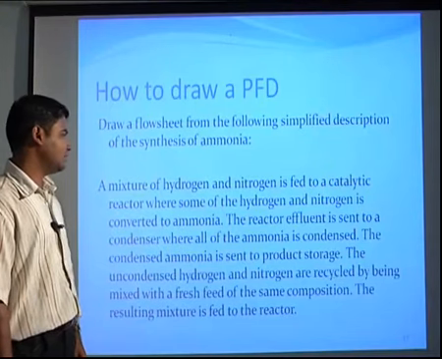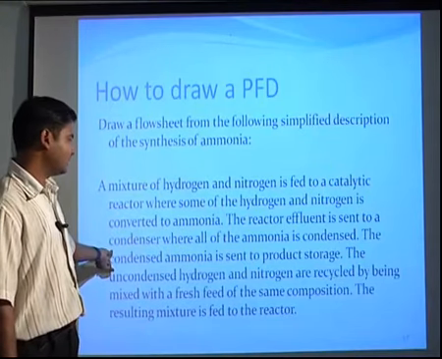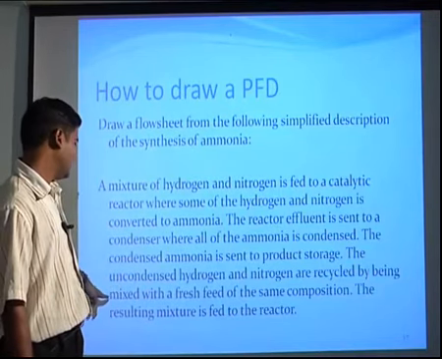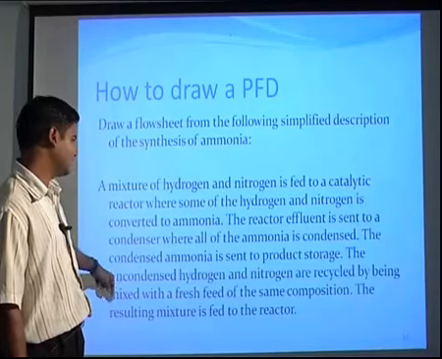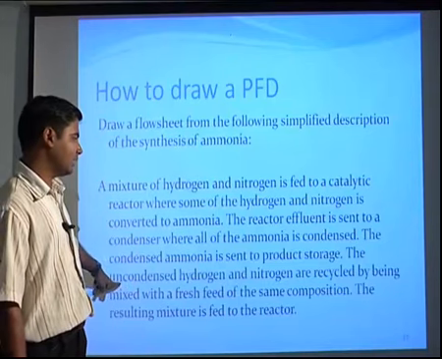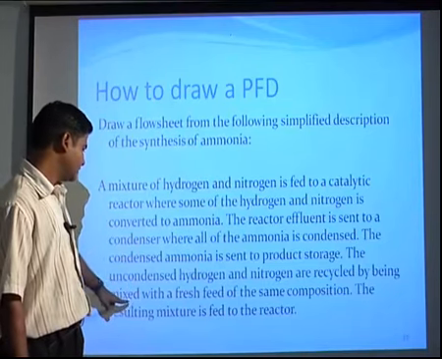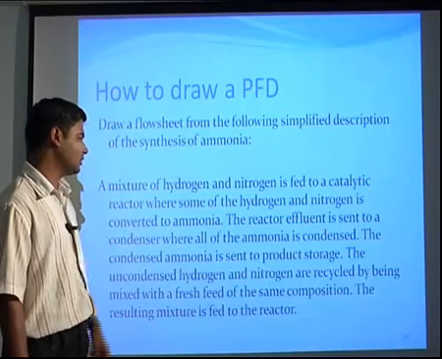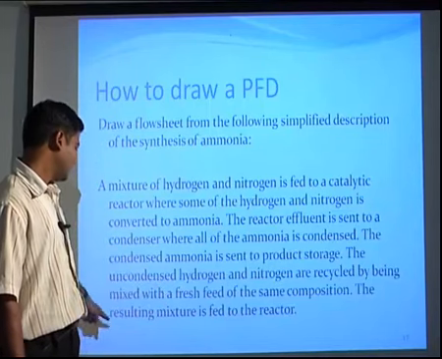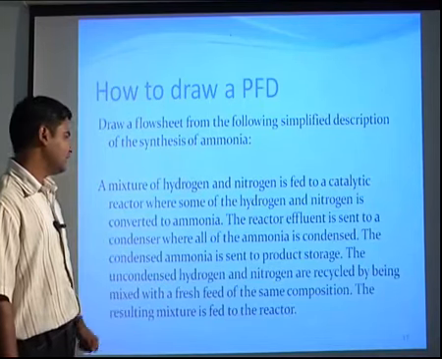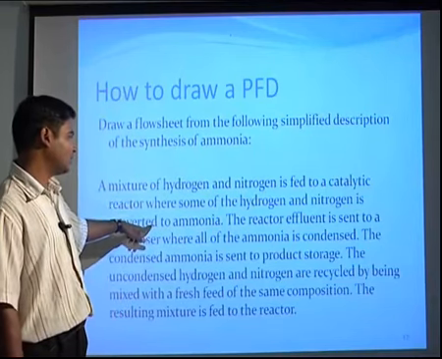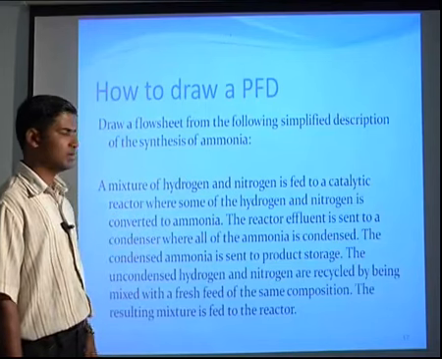The condensed ammonia is sent to the product storage. The final product is sent to the storage. The uncondensed hydrogen and nitrogen are recycled by being mixed with a fresh feed of the same composition. So whatever nitrogen and hydrogen are unreacted has to be recycled in order to have more conversion. But one thing we should take care of is that the fresh feed should have the same composition as whatever is recycled. And the last one is that the resultant mixture is fed to the reactor. Whatever the recycled one is, it is again fed to the reactor, and this will continue. The reactor will convert to ammonia, then condense, and then go to the storage.